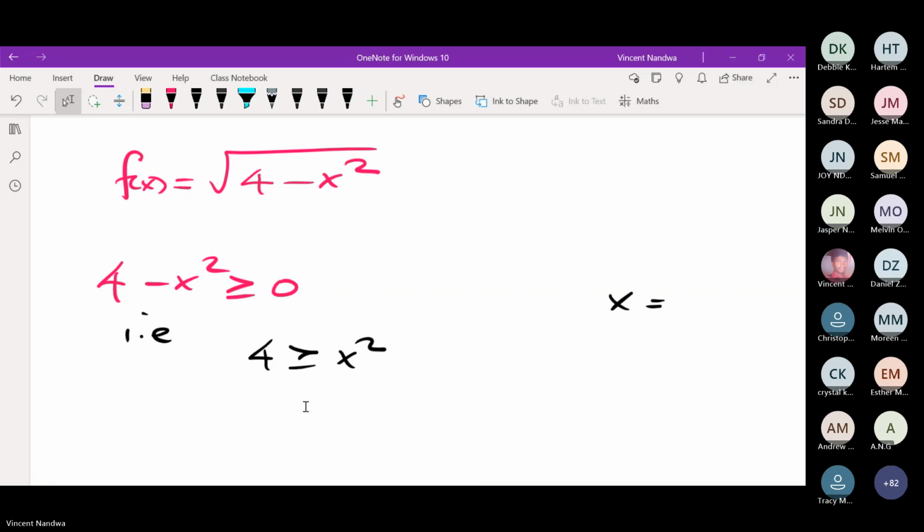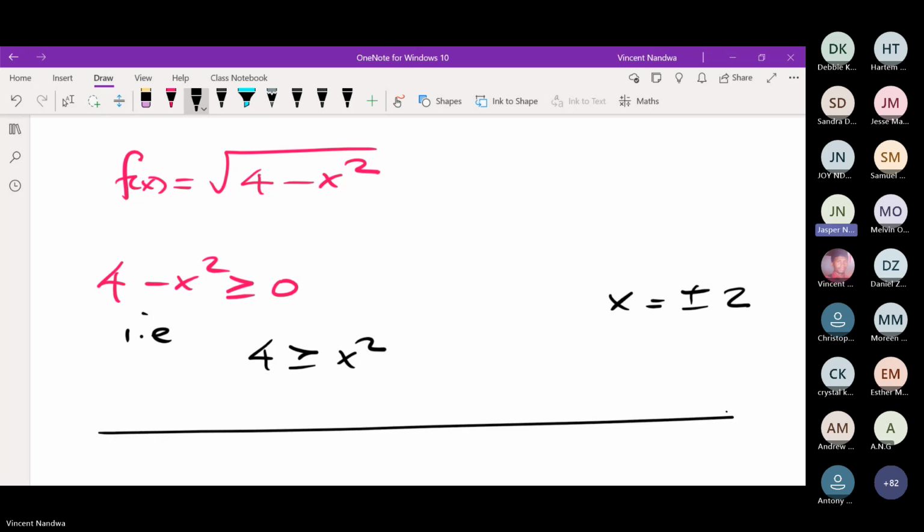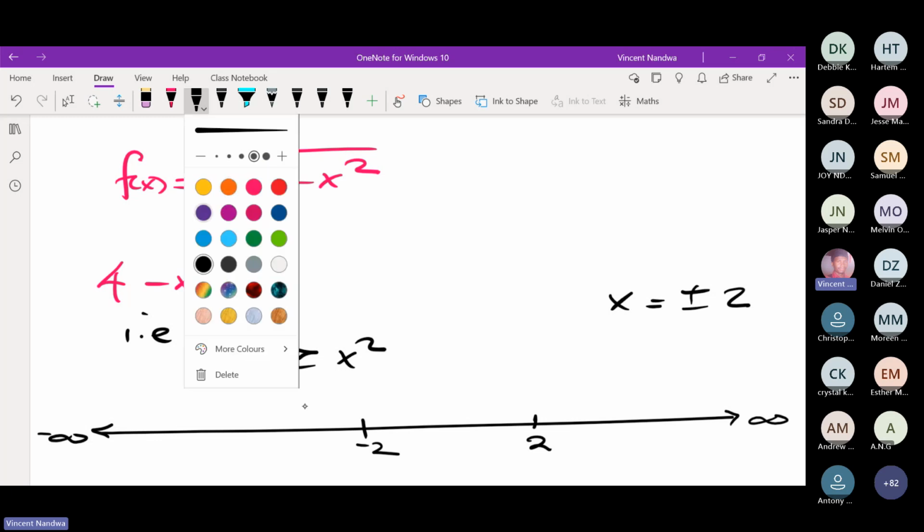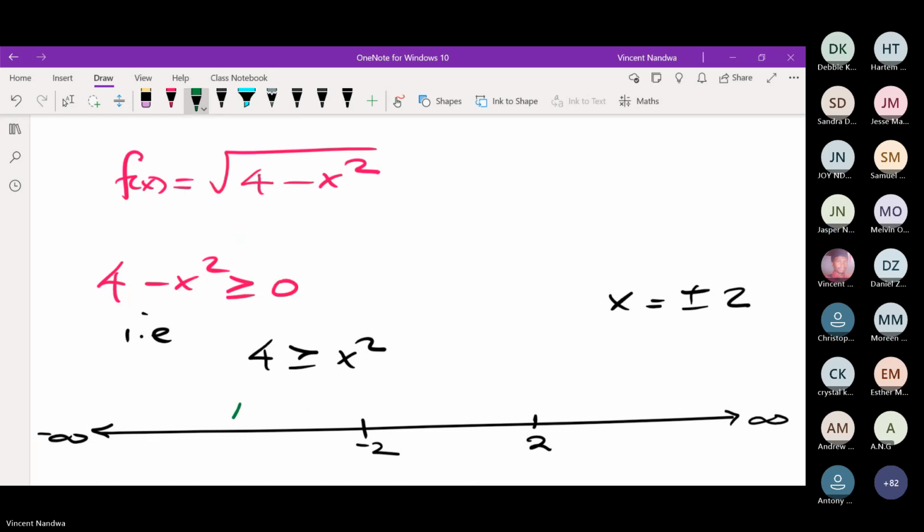Plus or minus 2, correct. Now, once you get those two numbers, you use them to split the real line. So this is positive infinity, this is negative infinity, and then we have a minus 2 here, then a 2 here. So we'll also have 3 subintervals: A, B, and C.